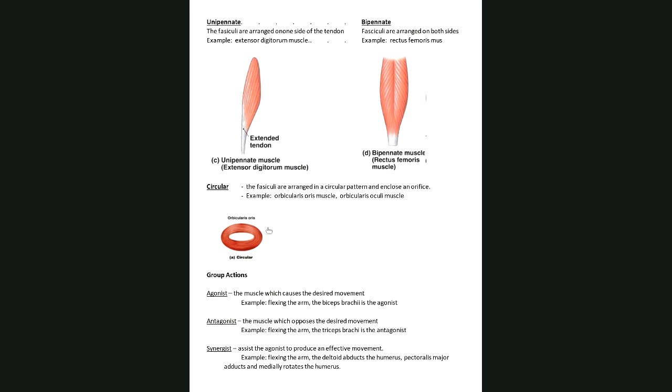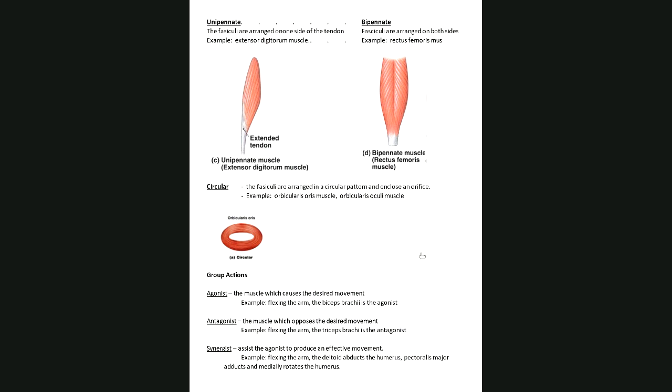Circular sphincter. Now we have some group actions here also. These are just the way that they work. The first ones are called agonist. Agonist, a muscle which causes a desired movement. Flexing the arm, the biceps is the agonist. The one on top of your arm that allows you to flex your arm is the agonist. It's accomplishing the desired movement.